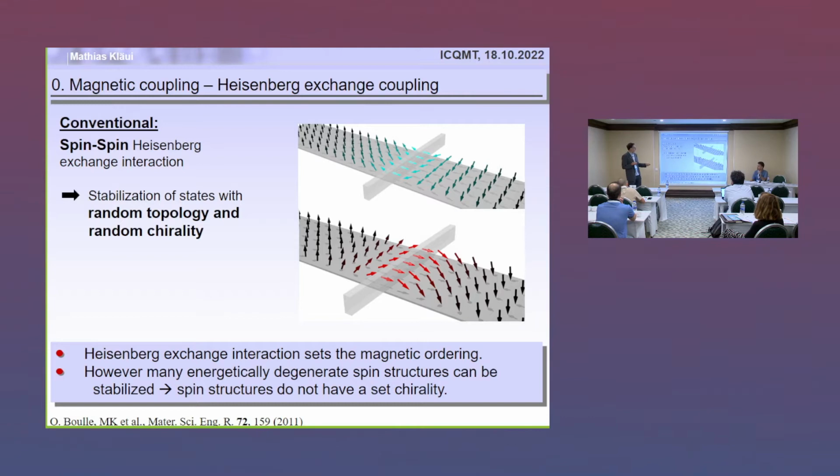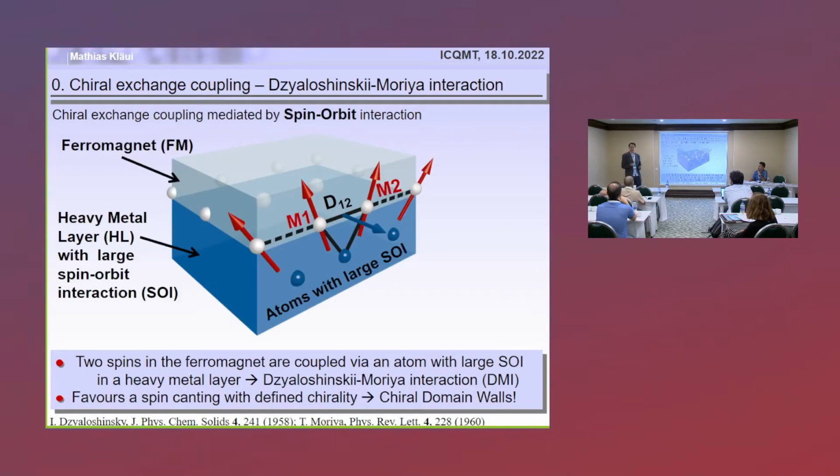So what do we need in order to make one of these domain walls stable and the other one not? And for that, nature has something in store for us, which is the Dzyaloshinskii-Moriya interaction, which couples at the interface between a heavy metal and a ferromagnet two spins, not just parallel or anti-parallel, but actually perpendicular. And not just perpendicular in any direction, but only one perpendicular orientation. And that means that you have a fixed chirality when the spins cant from left to right. So here we see a clockwise.